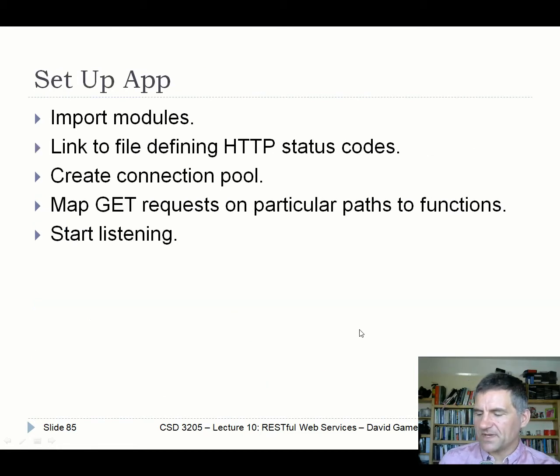So obviously, the beginning of all this, when we're building our web service application, we need to do the basic stuff of importing modules. In this case, I've created a file defining the HTTP status codes. No doubt there's a Node module that has that already, but I couldn't be bothered to find it, so I just created a little file with the HTTP status codes. I'm going to be using connection pools, as I explained earlier in the lecture.